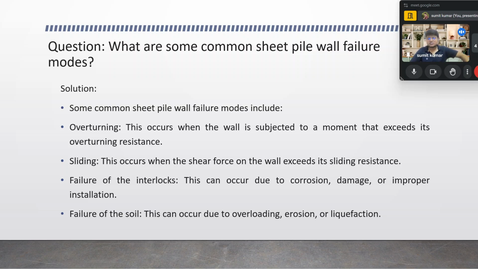And the next one is failure of the interlock, as the connection is there if we are using the steel sheet pile wall. This can occur due to corrosion damage or improper installation. Improper installation is one of the major factors. So a skilled workforce is required as well, because if the persons are not as experienced to perform the work in the field, there might be chances that this type of failure could occur. Failure of the interlock can also occur due to corrosion, which is already covered.